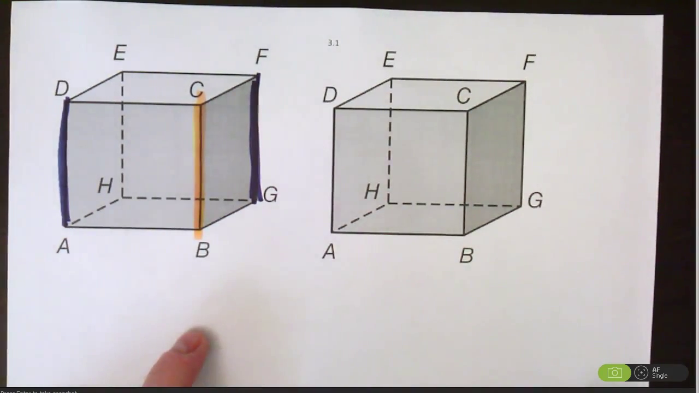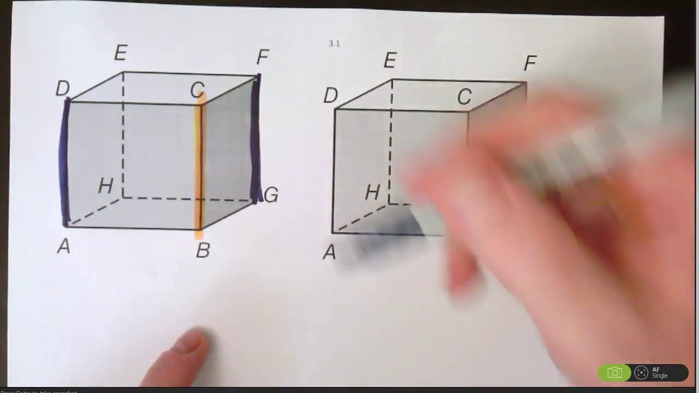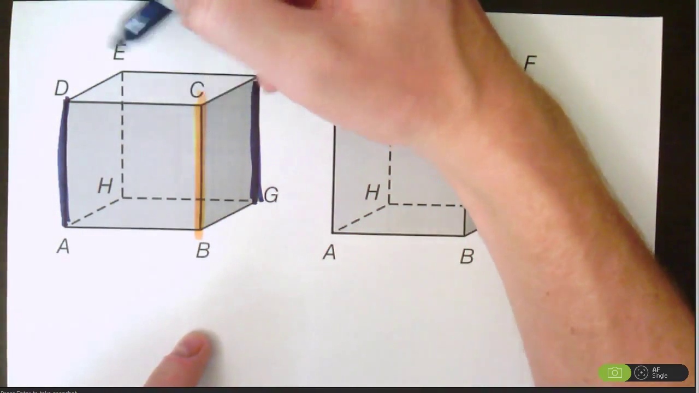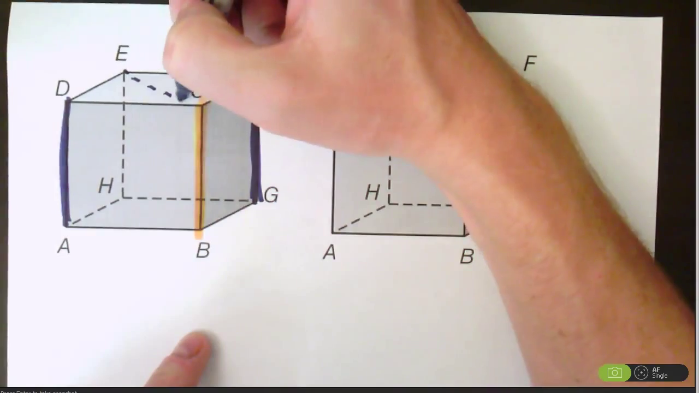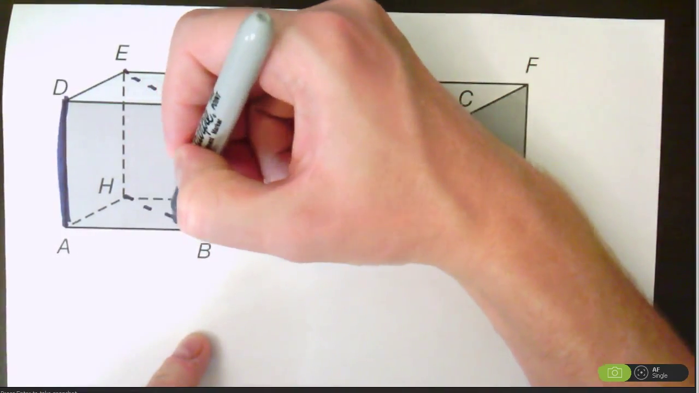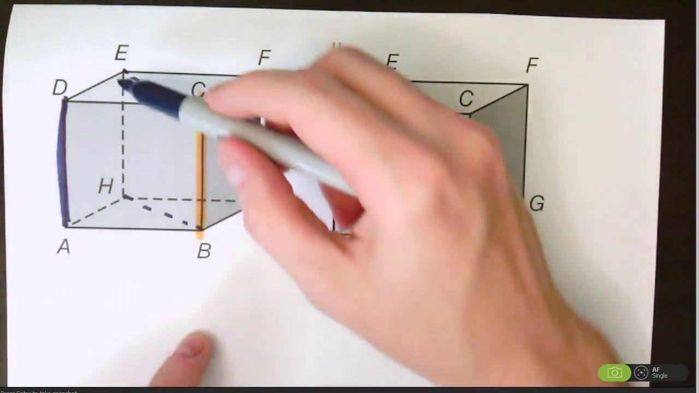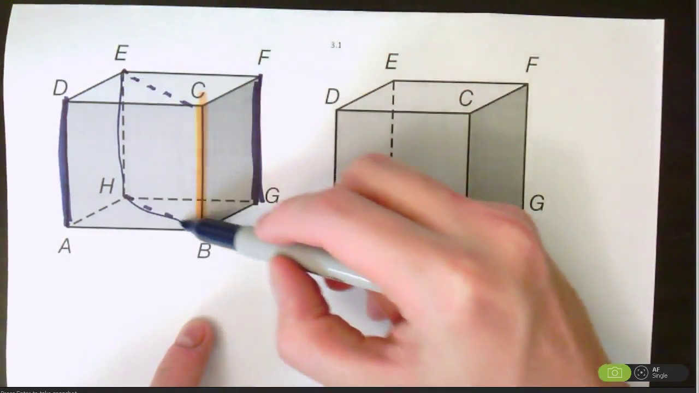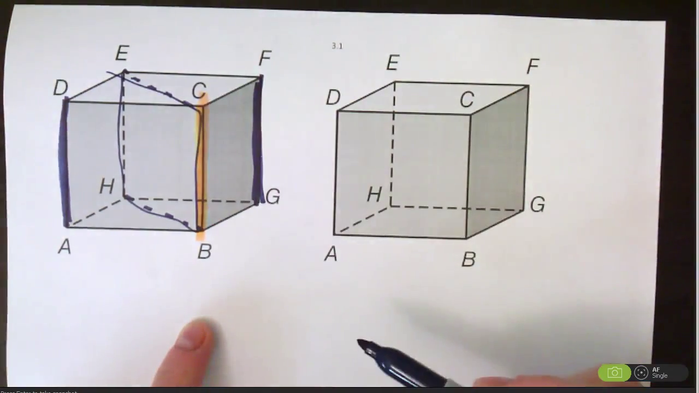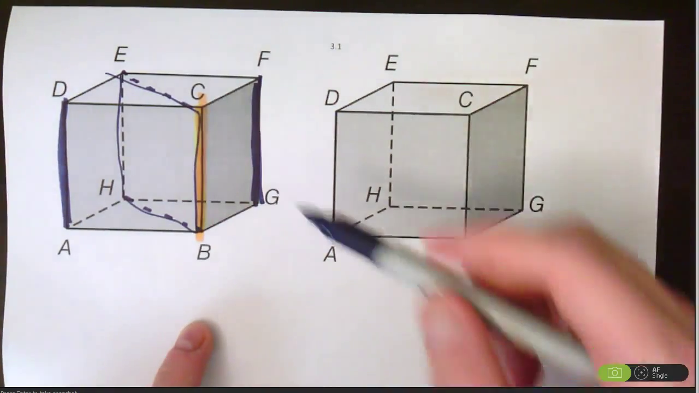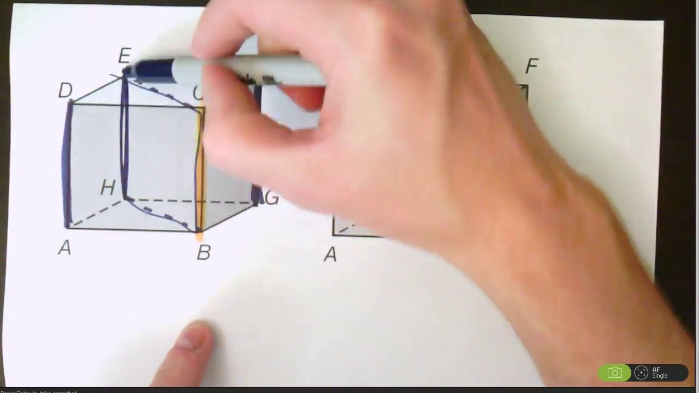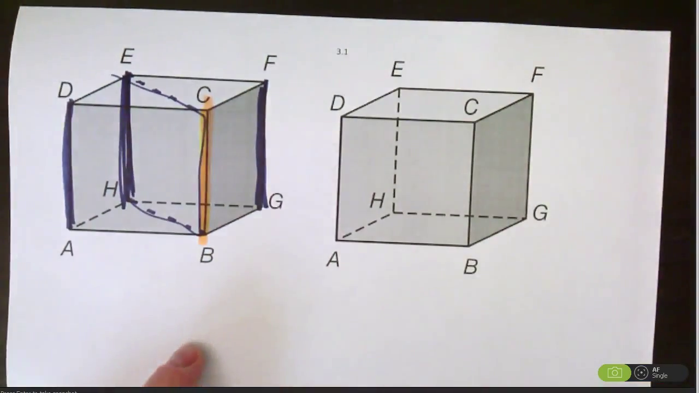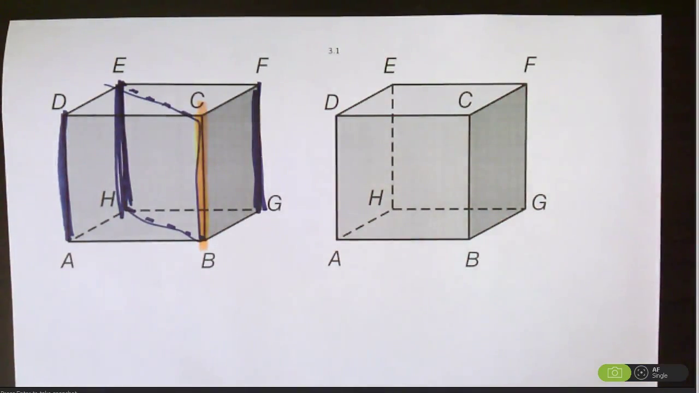But there's also one more segment that's parallel to CB. It's hard to tell because it's not in a plane that's drawn. Imagine it's like a block. If you cut through this at a diagonal, you get a new plane right through the diagonal of this. So EH in the back corner is also parallel to FG and AD and CB. All four of those segments, not at one time, are parallel to each other, but they're all parallel at different points in the drawing.